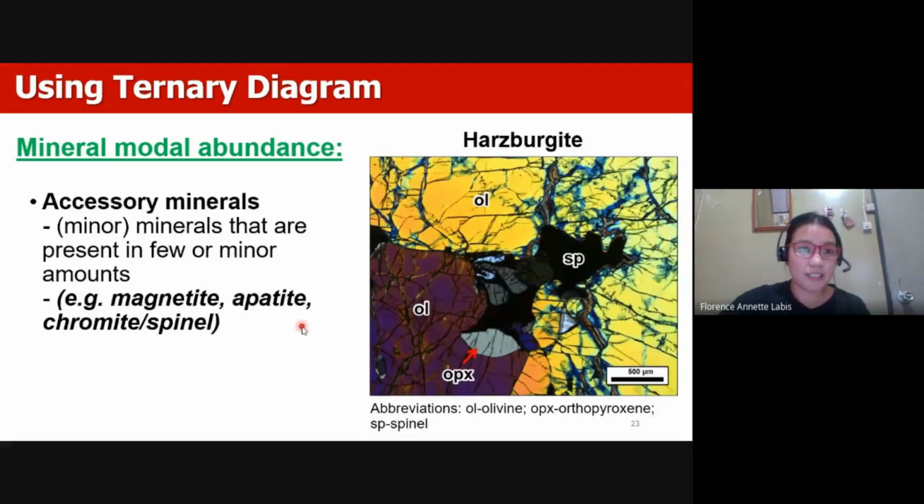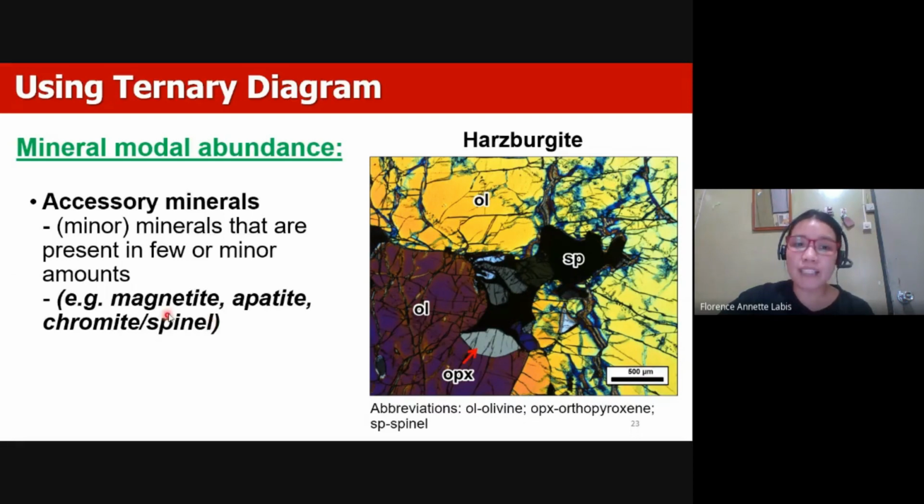Now we have what we call the accessory minerals. Accessory minerals are minerals that are present in few or minor amounts, such as magnetite, apatite, chromite, or spinel. So in this photomicrograph, this is a harzburgite sample, a type of peridotite or ultramafic rock, right? And as you can see here, the accessory mineral is spinel, represented by the abbreviation SP.